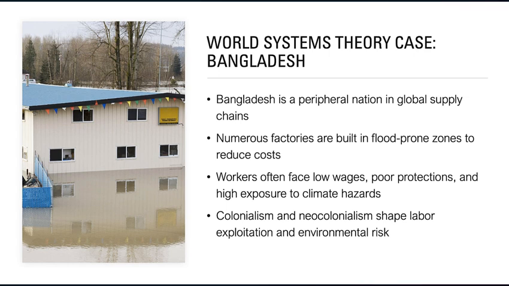International supply chains exacerbate this vulnerability. Brands demand fast production and low costs, pressuring factory owners to cut corners. That means safety measures, flood protections, and evacuation plans are often neglected. The global north benefits from cheap clothing, while Bangladeshi workers bear the environmental and human risks.